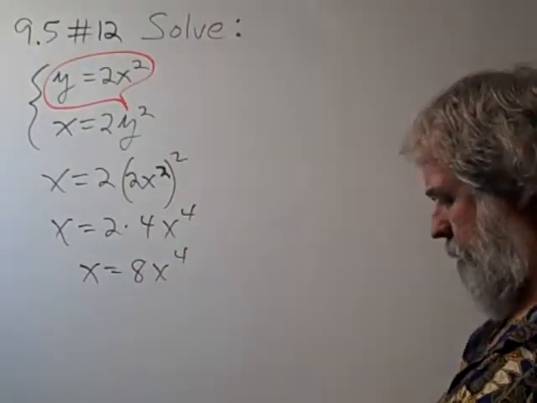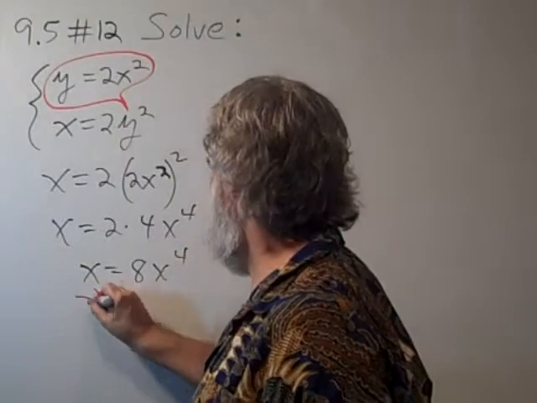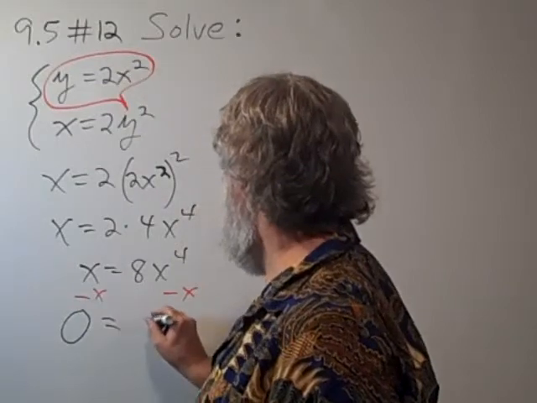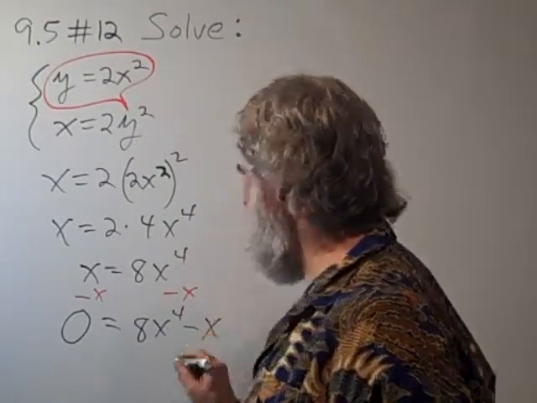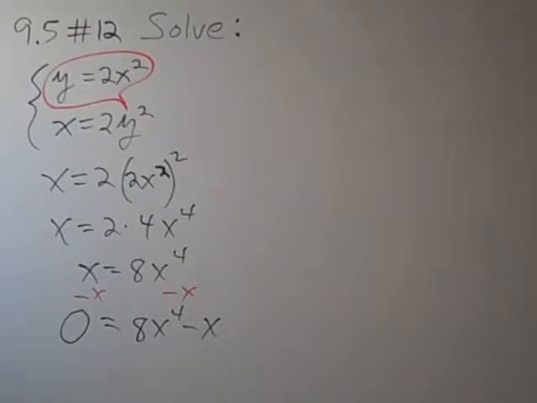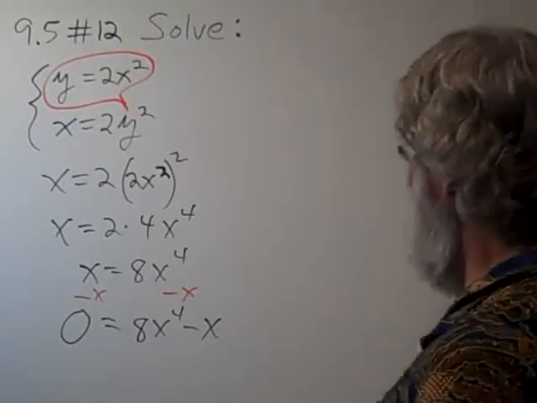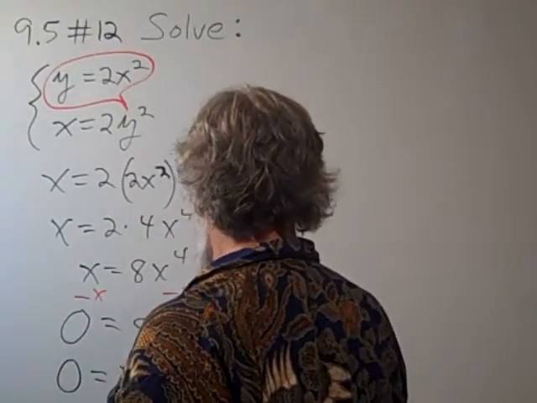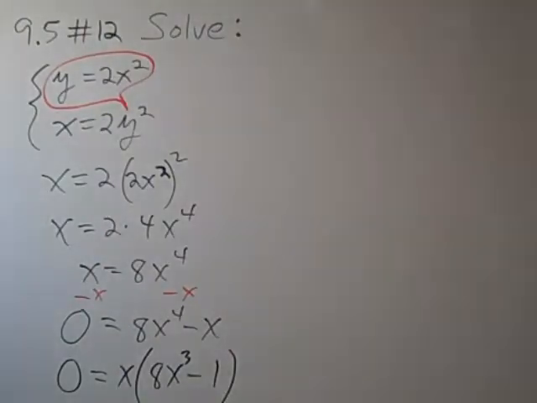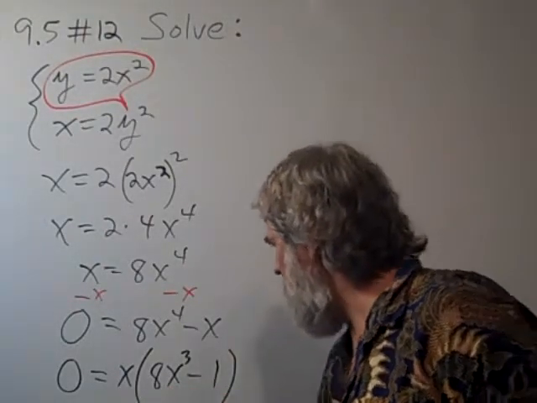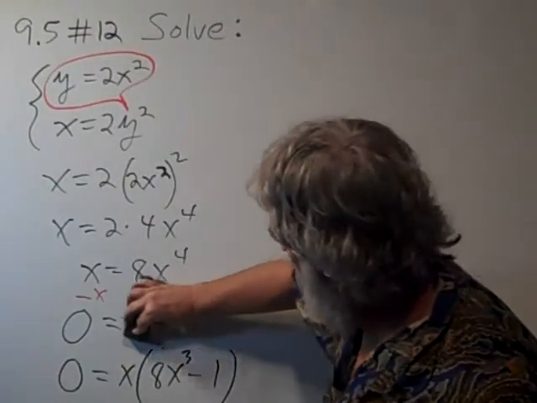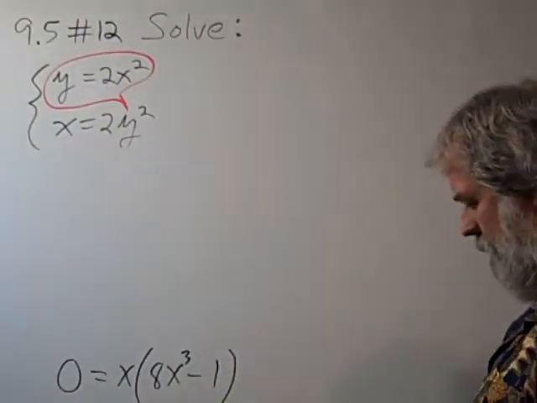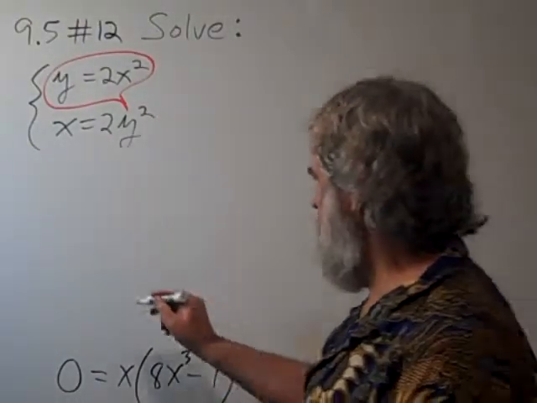fourth. If we subtract x from both sides, we get that 0 is equal to 8x to the fourth minus x. And we can factor out an x. And notice that in the parentheses we have the difference of two cubes. Work our way back up now. So we can factor this further.